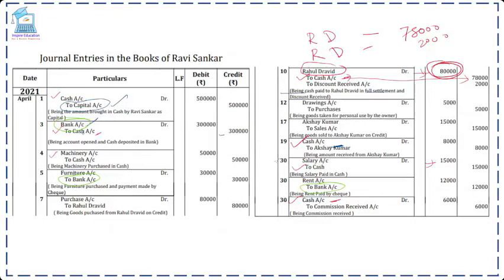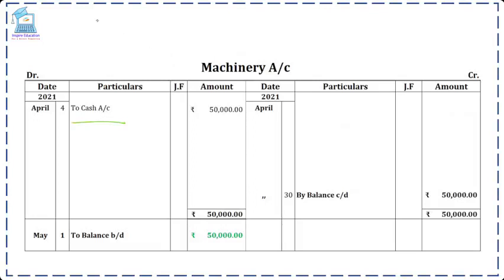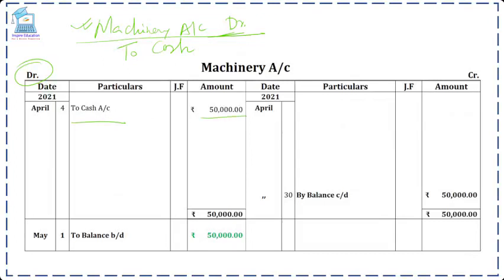Next entry is machinery. So machinery related one transaction only. So simply we will post machinery is debit. So in the debit side we will write to cash. The entry was machinery account debit to cash. So machinery is debit. So we will see from the journal in which side it will be posted. So machinery is debit. So in the debit side, which account to cash 50,000. Simply balance. There is no other entry. 50,000. So this is the balance, and this balance is called debit balance.